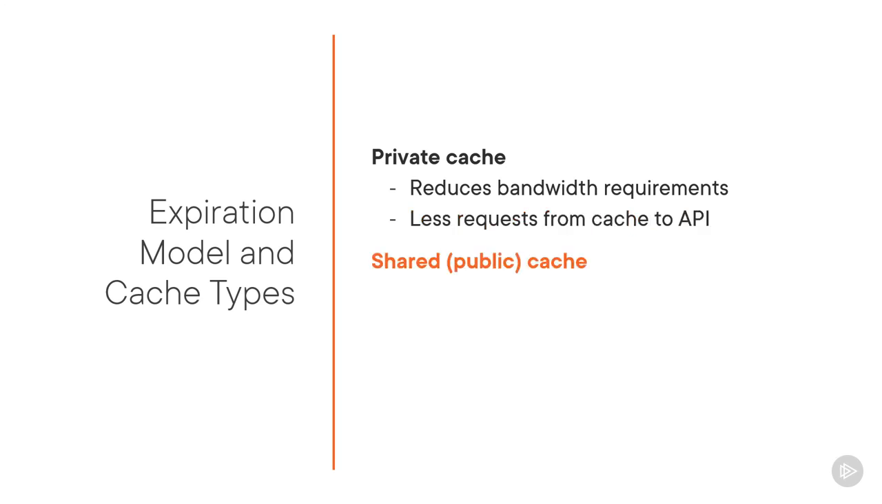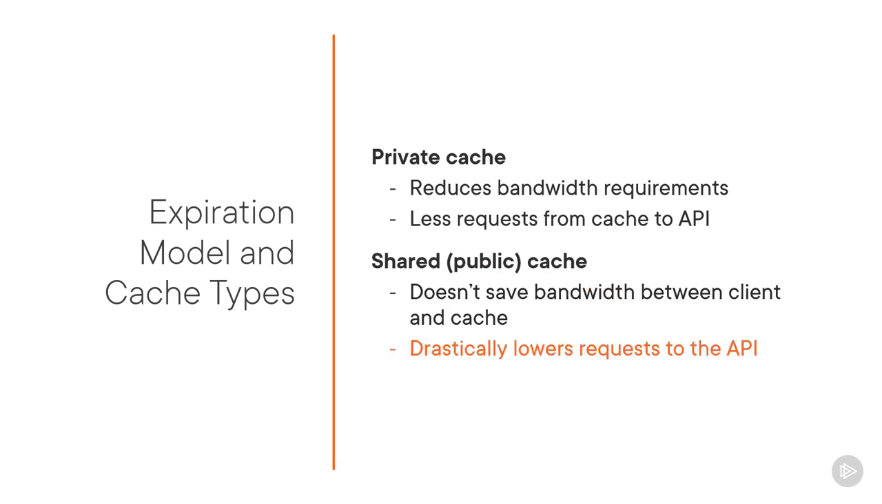If it's a shared cache, subsequent requests don't save bandwidth between client and cache, but it does drastically eliminate requests to the API. Imagine there's 1,000 simultaneous consumers of our API. The first one hits the API, all the other ones hit the cache, which also means that a lot less code has to be executed. The number of times the database has to be accessed goes down drastically, and so on. This is a pretty good reason to combine a client cache and a shared cache.